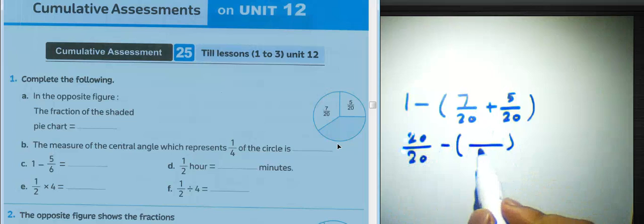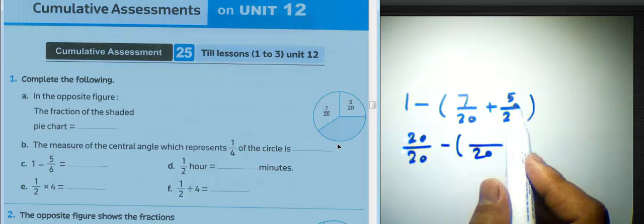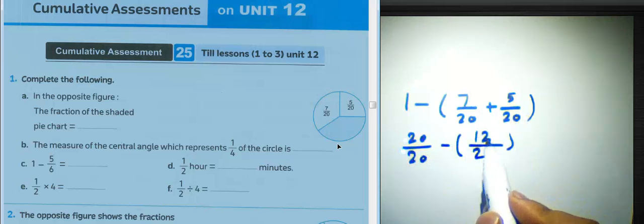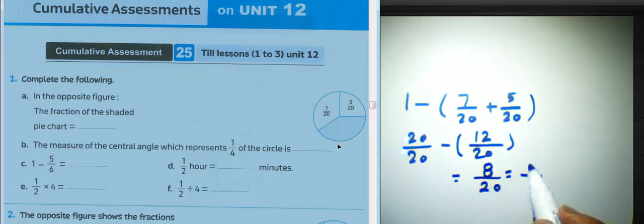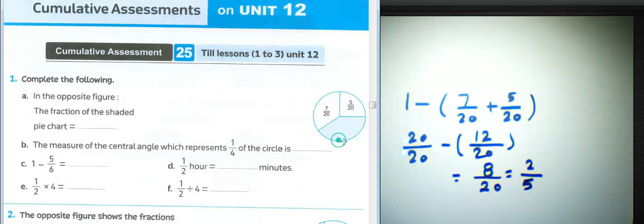And we can add them here. 7 over 20 plus 5 over 20 equals 12 over 20. And for the difference between them, we write 20 in the numerator: 20 minus 12 equals 8. 8 over 20, we can simplify it by dividing the numerator and denominator by 4. 8 divided by 4 equals 2, and 20 divided by 4 equals 5. So we write 2 over 5. 2 over 5 is the fraction of the shaded bar chart.